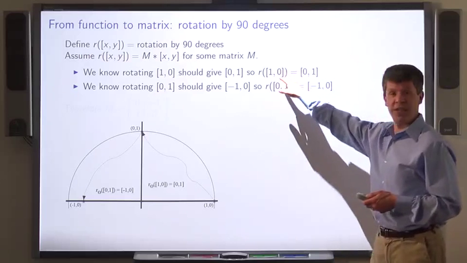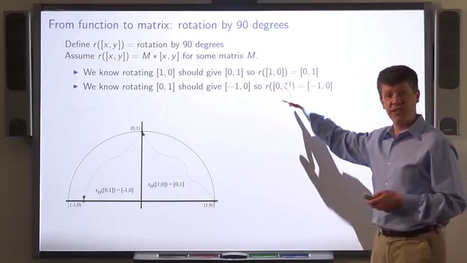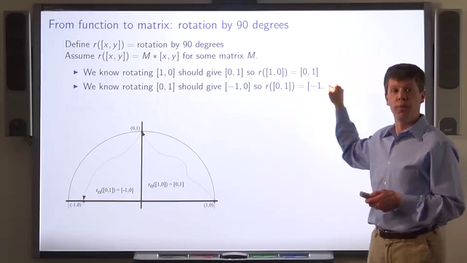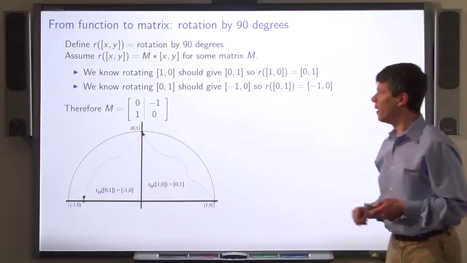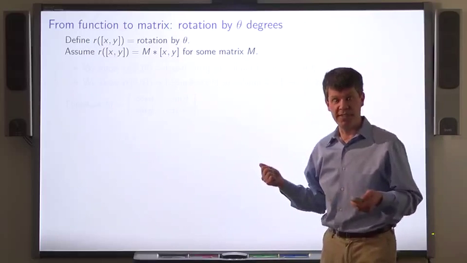Since the first standard generator maps to 0, 1 and the second standard generator maps to minus 1, 0, we build the matrix by making these its columns. And there it is. Now we consider a generalization of the previous example.